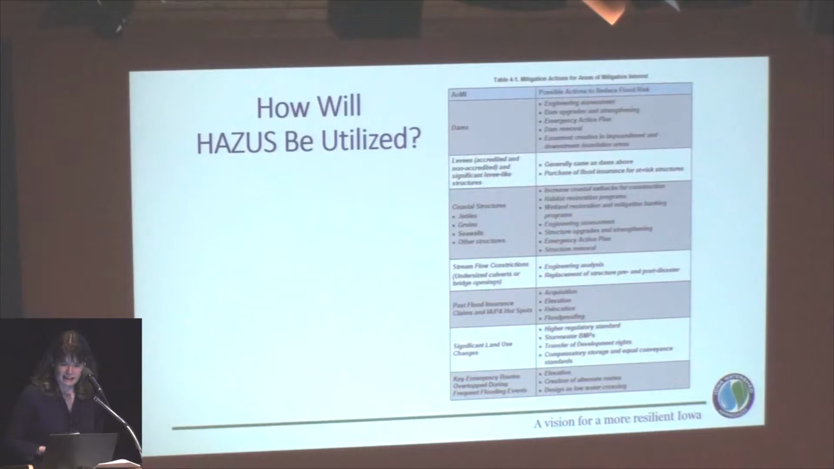So here's an output. It's kind of an image from a flood risk report that was based on HAZUS. So we're looking at different areas of mitigation opportunity: dams, levees. We're not looking at coastal structures, but stream flow restrictions, past flood insurance, significant land use changes, and key emergency routes overtopped during frequent flood events.